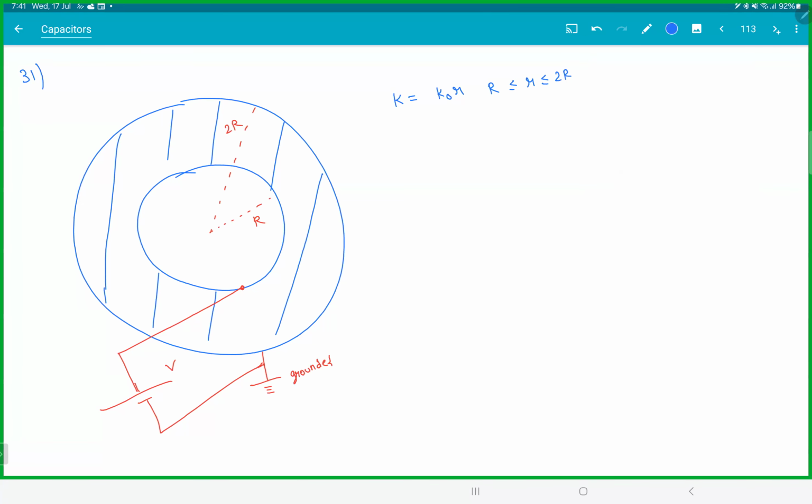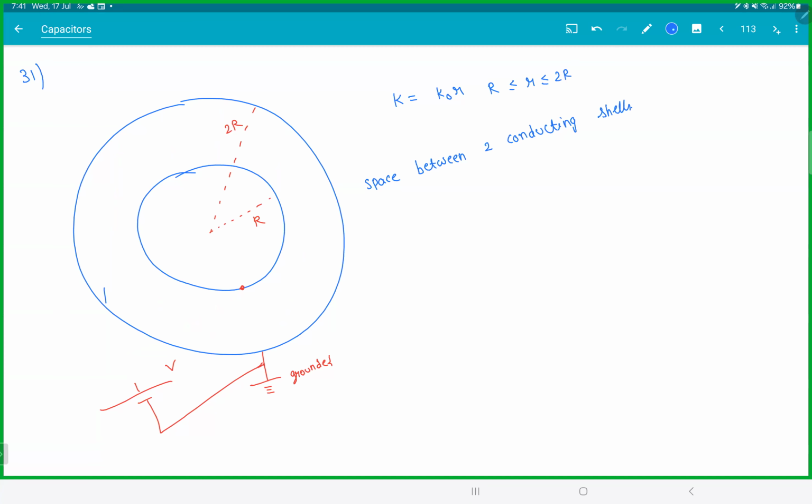Now, this is the space between two conducting shells. Maybe I didn't draw it properly. You understood, I guess. Wait, maybe I'll just change the color. So these blue ones are the conducting shells. In that you filled up a medium. This is better. Whose dielectric constant is K naught R?